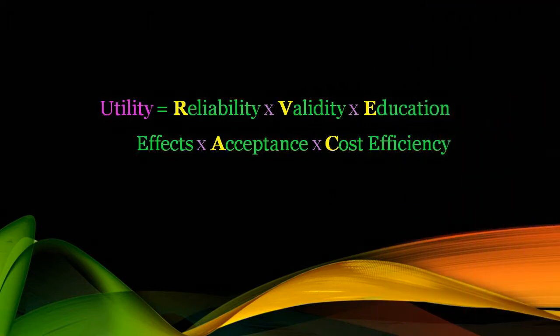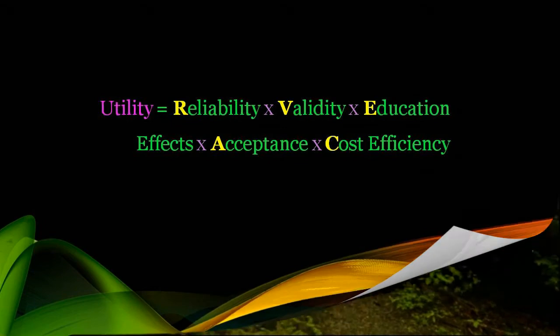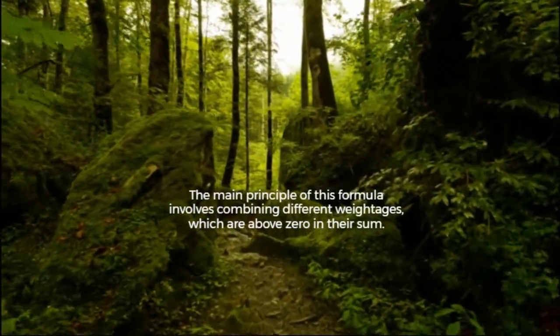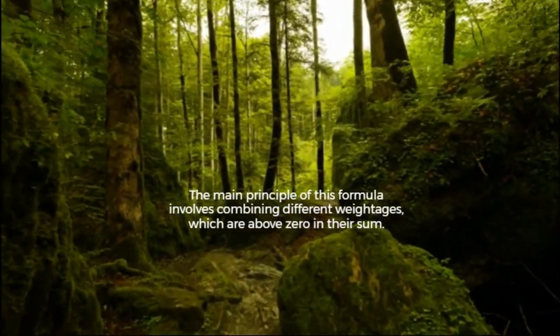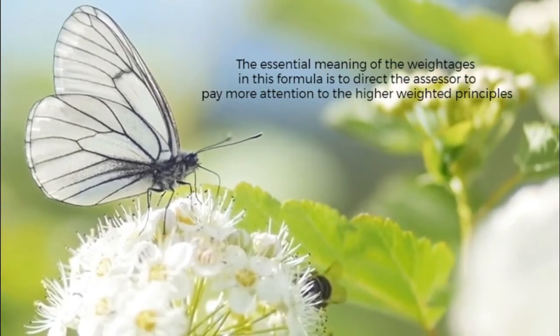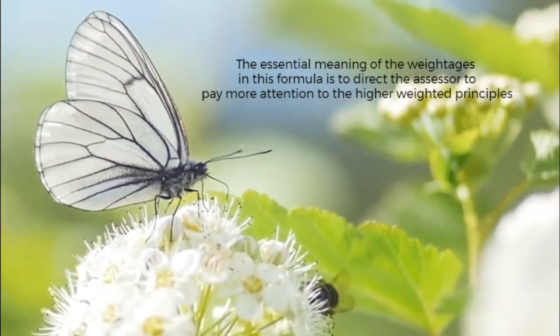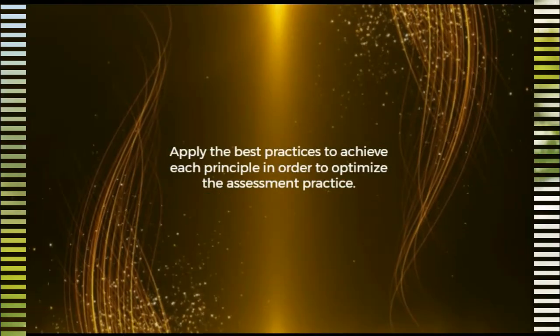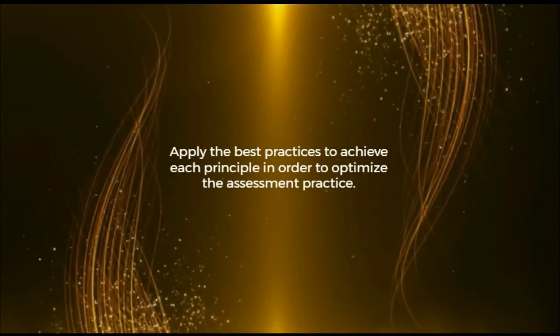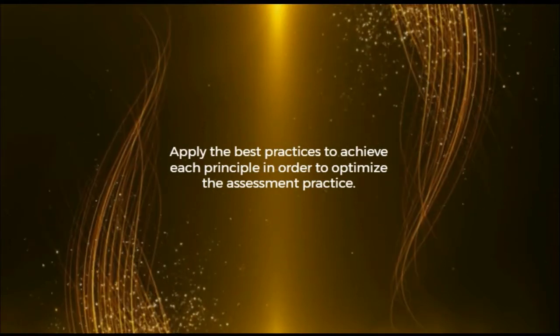The formula is: utility of assessment is equal to validity multiplied by reliability multiplied by educational effect multiplied by acceptability multiplied by cost efficiency. The main principle of this formula involves combining different weightages which are above 0 in their sum. The essential meaning of the weightages in this formula is to direct the assessor to pay more attention to the higher weight principles and apply the best practices to achieve each principle in order to optimize the assessment practice.